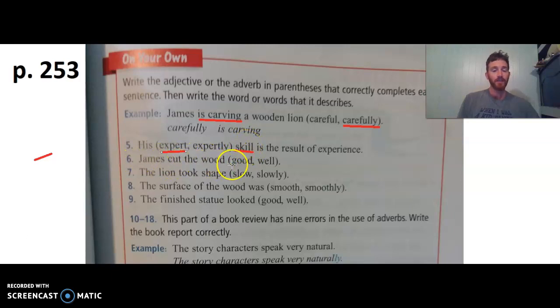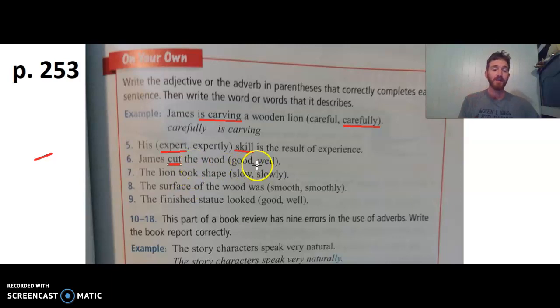Number 6, James cut the wood good or well. Well, what are we describing? We're telling how he cut the wood. Cut, in this case, is a verb, an action. So we need to use the adverb form. Remember which one's always going to be an adverb. Remember, good is always an adjective.